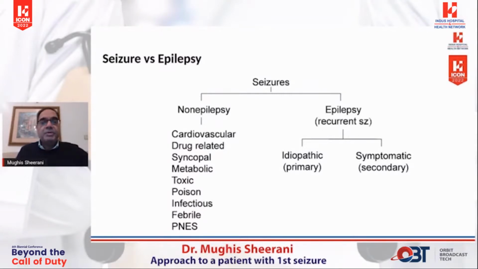If it was a single seizure, then you call it an isolated seizure. Still, you have to think about, even with isolated seizure, whether it's an idiopathic seizure or a symptomatic seizure. Symptomatic seizure means that there is a secondary cause that led to that seizure, and we'll discuss that in a little bit more detail in next slides.